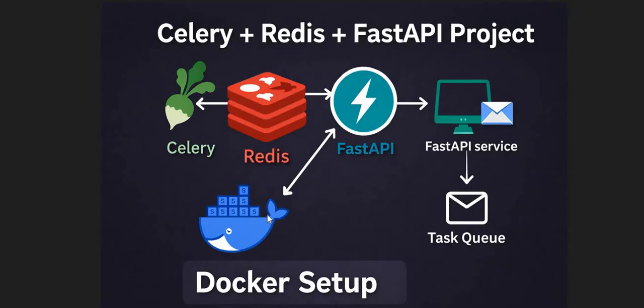And Docker containerizes all services, FastAPI, Celery, and Redis, into isolated, reproducible environments, manages networking between containers, handles service orchestration, and simplifies deployment across any infrastructure. I hope this diagram covers most of the concepts.